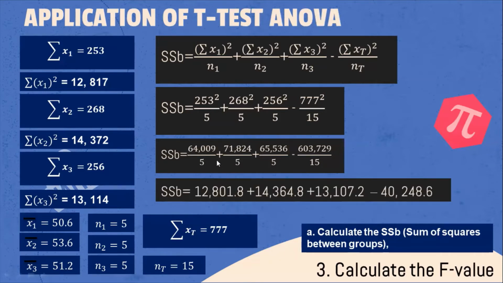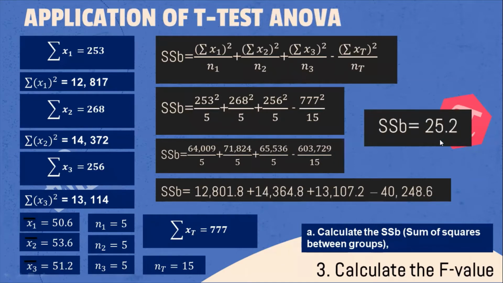So that is 12,801.8, 14,364.8 plus 13,107.2 minus 40,248.6. The last step, add then minus: 12,801.8 plus 14,364.8 plus 13,107.2 minus 40,248.6. And the answer for SSB is 25.2. The value of the sum of squares between groups is 25.2.